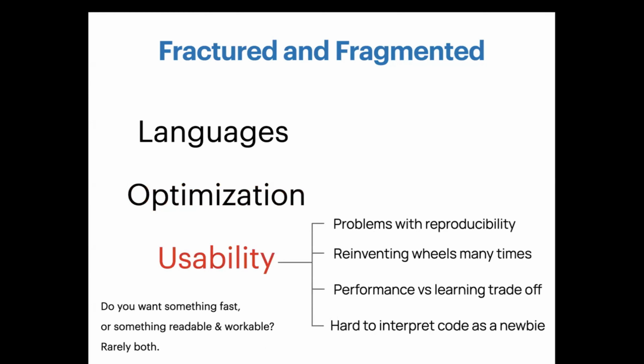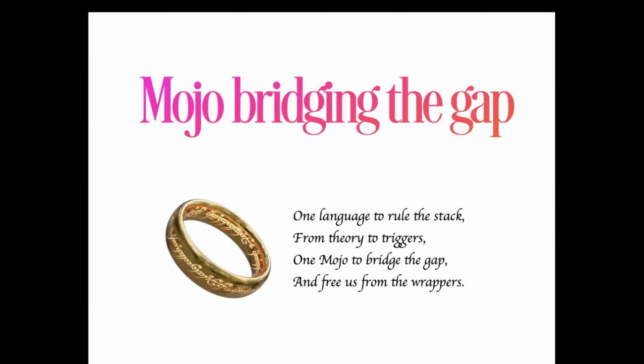And finally, usability. All of this complexity just takes time to work with, and there's so much legacy code in particle physics, especially. And well, it's also difficult to reproduce. So it's a matter of whether you want something fast or something that's readable and easy to work with, and rarely both. And I think that's where Mojo exactly fits in. It's the perfect optimum, I think.